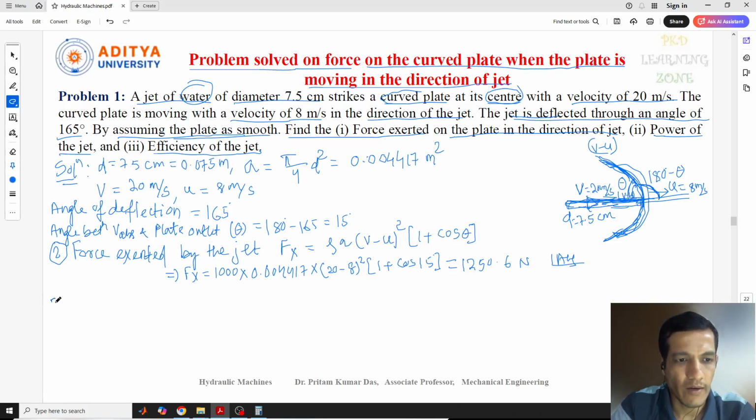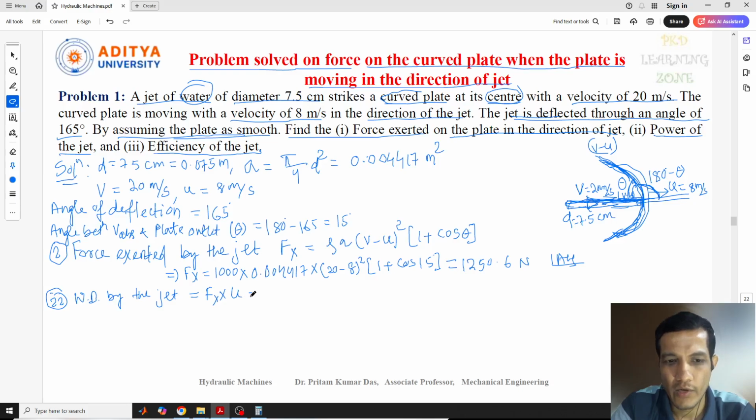Now the second one we need to calculate, which is the power of the jet. Before calculating the power, we need to find out the work done. So we'll write the work done by the jet on the plate per second. I'll write directly here, it is Fx into small u.